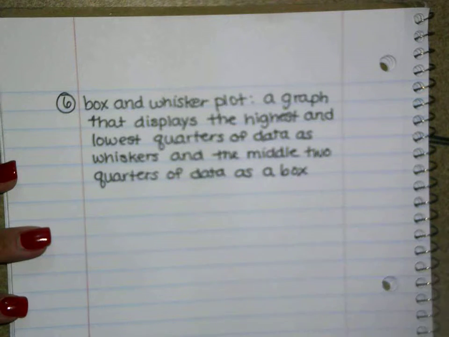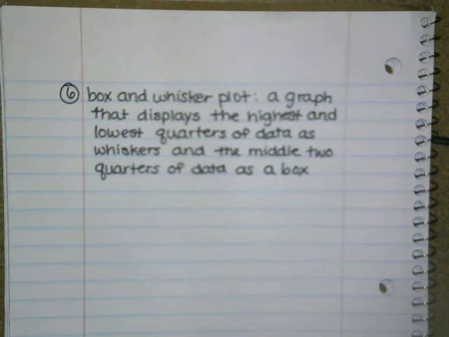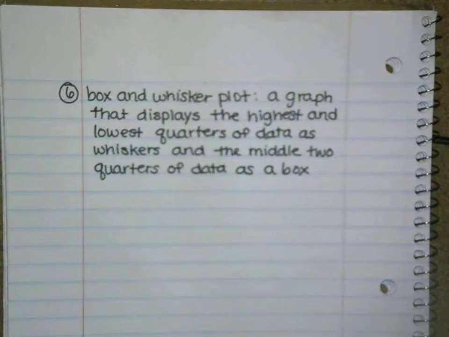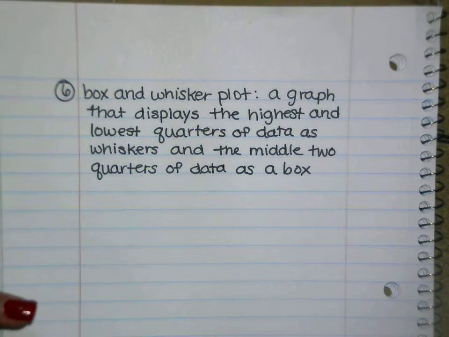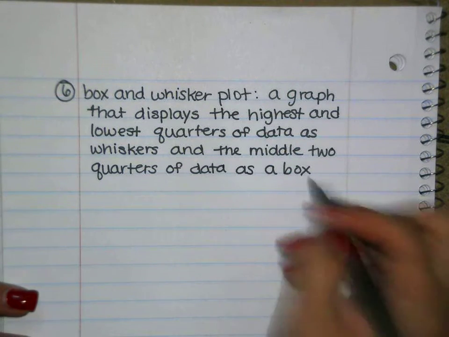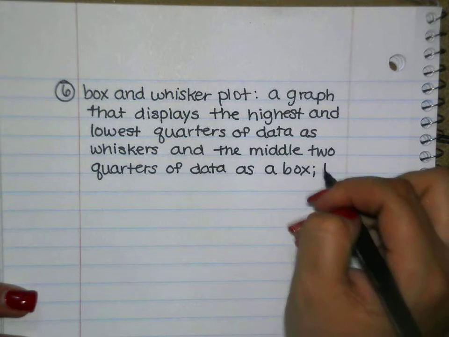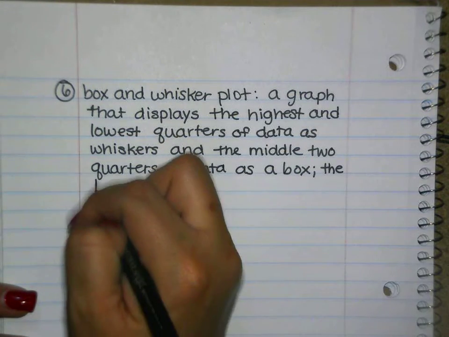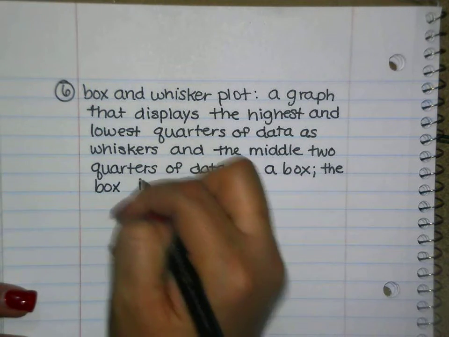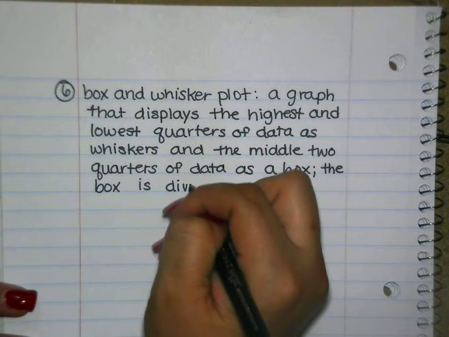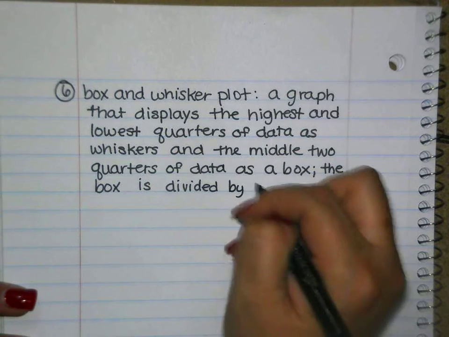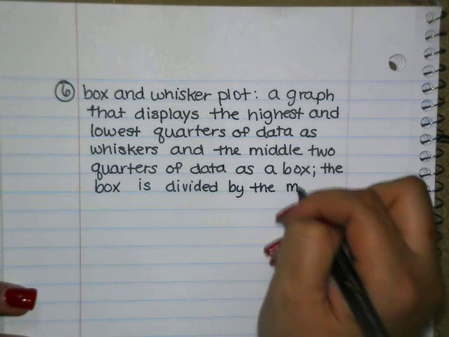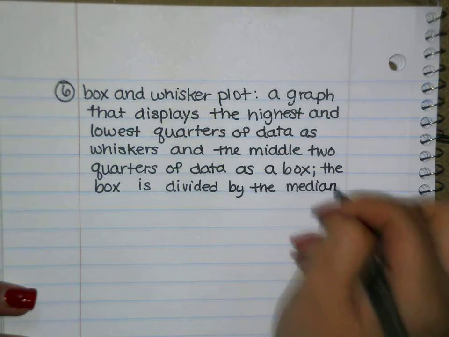The box is divided by the median of the data. So we're going to put a semicolon here. The box is divided by the median of the data. So that's an explanation or a formal definition of what a box and whisker plot is.